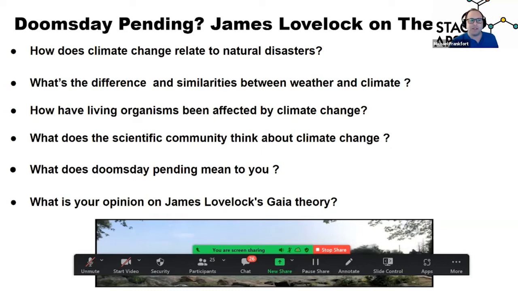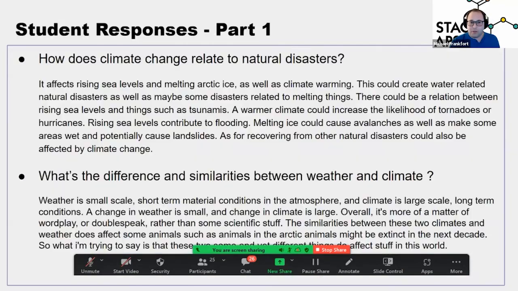And what I like about it is I don't usually give my opinion about James Lovelock. I like to say, this is one person's opinion. And then there are lots of different things that you can go with it. So I'll show you on the next couple slides. Here are some actual student responses.